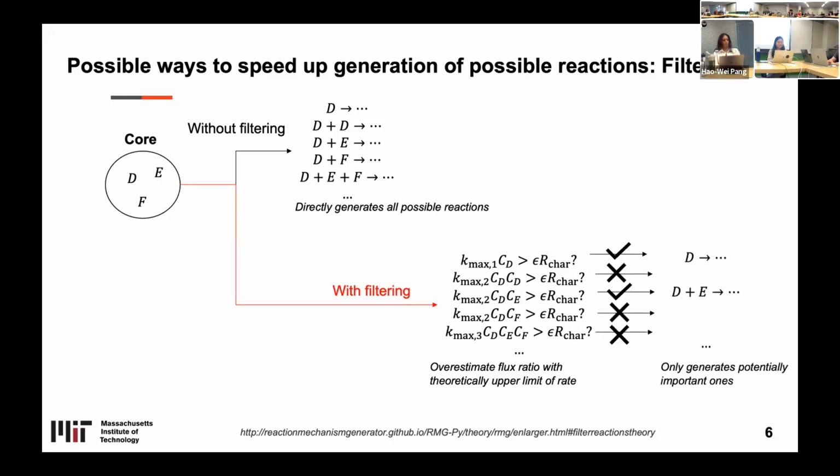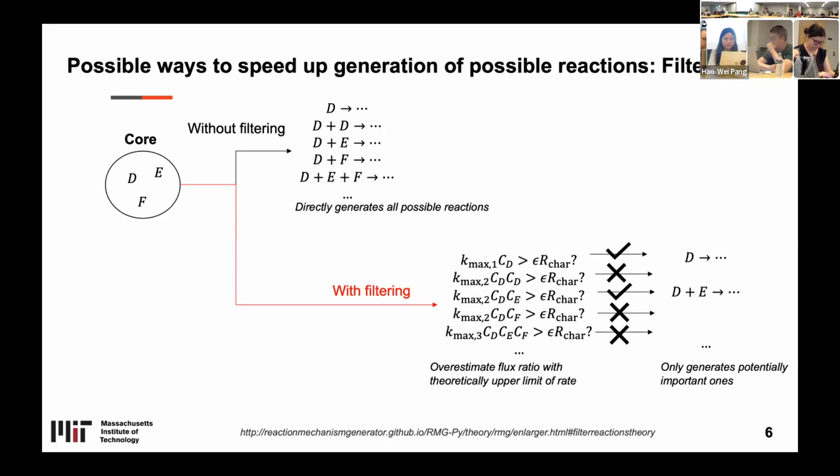So RMG will only generate those reactions whose upper limit can exceed this number. This theoretical upper limit of rates is derived based on some theory, and I think it considers unimolecular, bimolecular, and trimolecular reactions differently. It also considers different limits for gas phase and liquid phase. You can read more about how this upper limit is calculated in the RMG documentation.